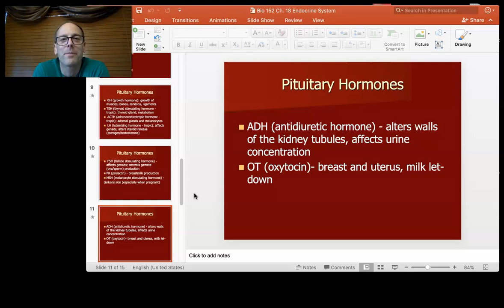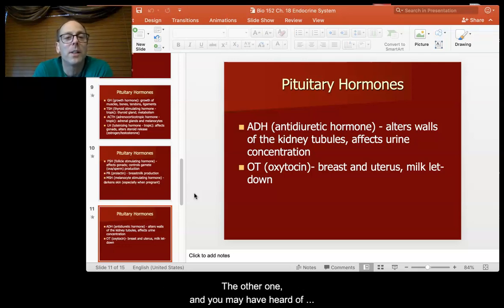And by the way, if you consume alcohol, the alcohol basically prevents this hormone from being released, and your kidneys decide to put out a bunch of urine. So if you've ever heard of the breaking the seal thing, which isn't really a thing, that's what's going on here. The alcohol prevents this from being released, and you make a lot of urine.